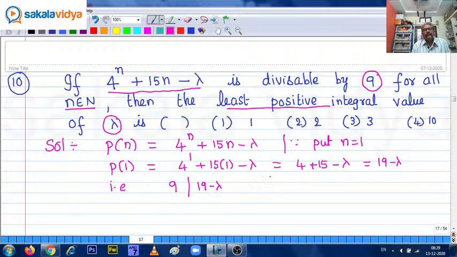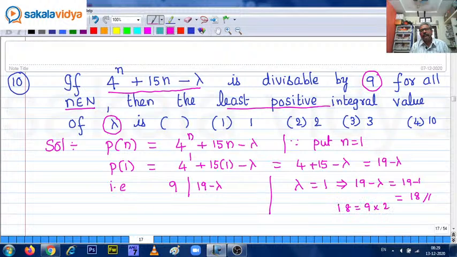Now substitute the lambda values, integral values. First put lambda equal to 1. What do you get? 19 minus lambda is equal to 19 minus 1, which is 18. Yes, 18 can be written as 9 into 2. So that means 18 is divisible by 9. So here lambda must be 1, the least value. So 1 is the right option, the first option.